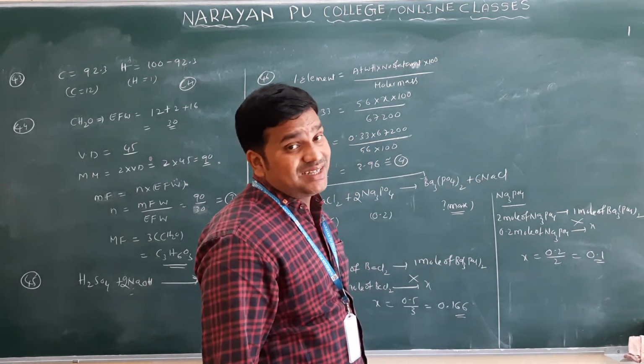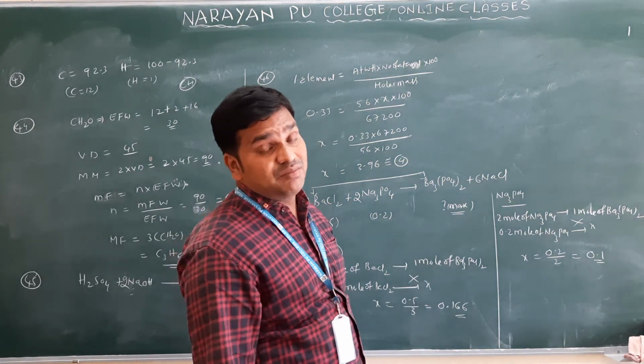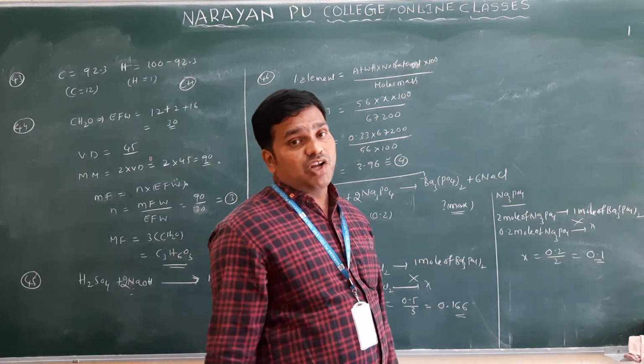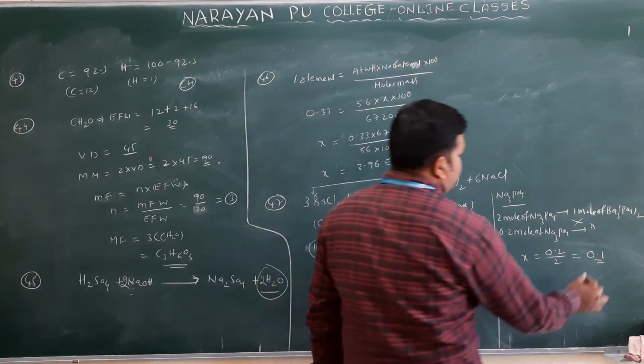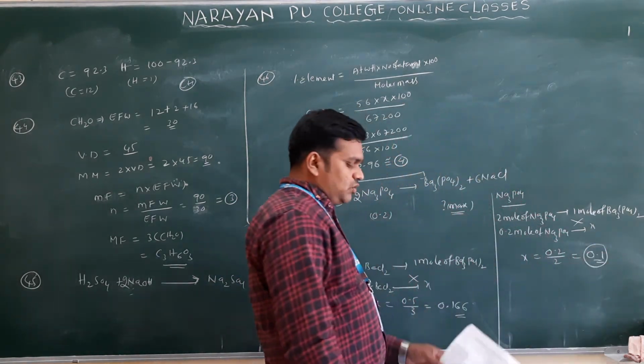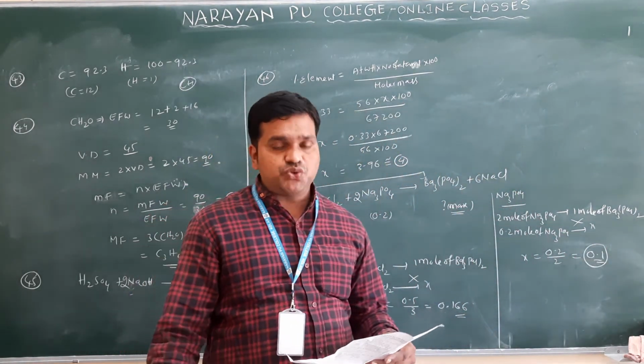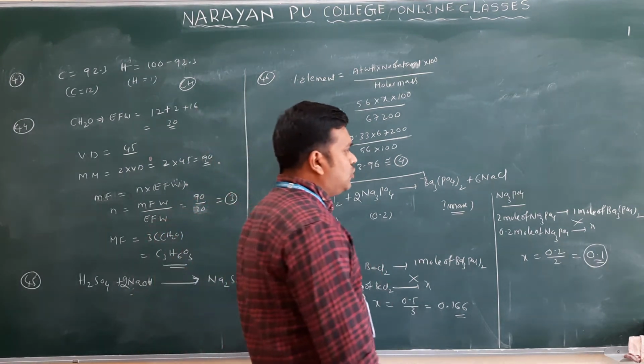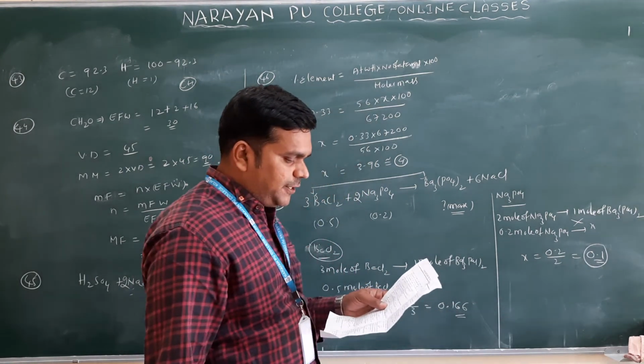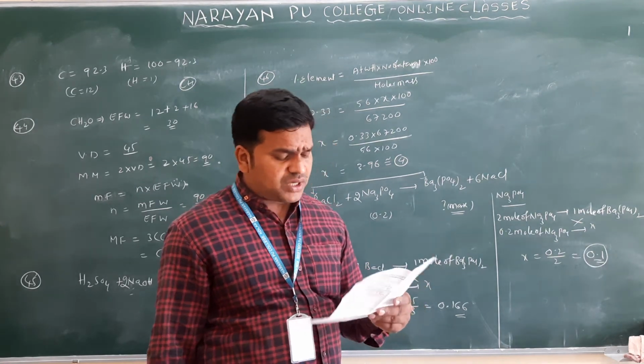So which one is the limiting reagent? We can apply the limiting reagent concept. Which one gives the least number of moles? That means 0.1 is what you are getting. So 0.1 is the answer for this question, the maximum number of moles. So you will take option 4 for this question.